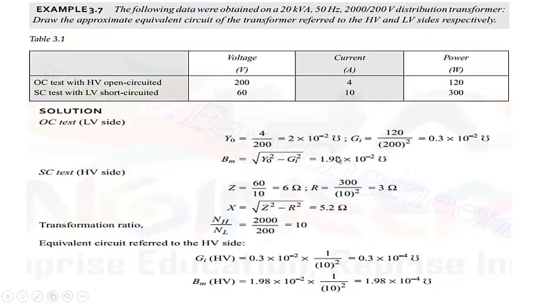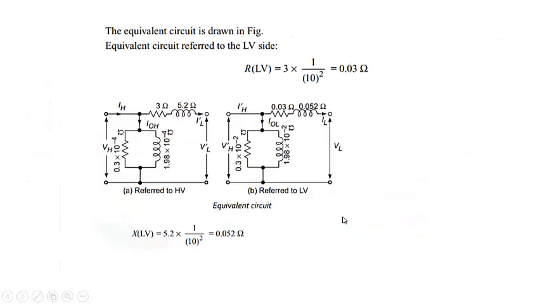Now for the low voltage circuit, we have the parallel circuit this, and we need to convert the series values into low voltage values. We divide R by 10 squared, that is 100, which gives 0.03, and X also divided by 100 gives 0.052. This will be the circuit referred to the low voltage side, because the shunt values are not to be converted; they are already calculated with respect to the low voltage side. Only the series values are to be transferred.